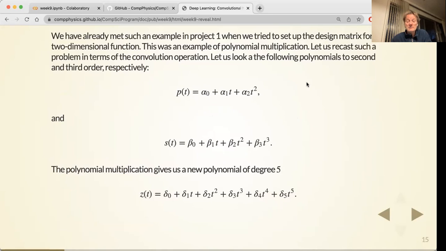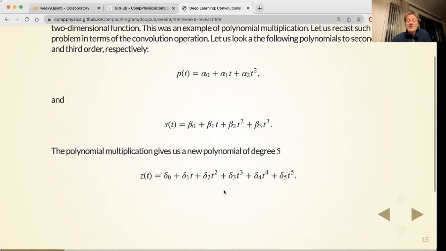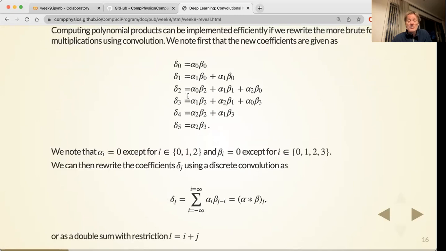So you have a second order polynomial, and then we have a third order polynomial, which means that the final polynomial is a polynomial of degree 5. Now, in our case then, the final polynomial contains these parameters, delta 0, delta 1, delta 2, and so forth. And we can set this up in a very efficient way in the following way.